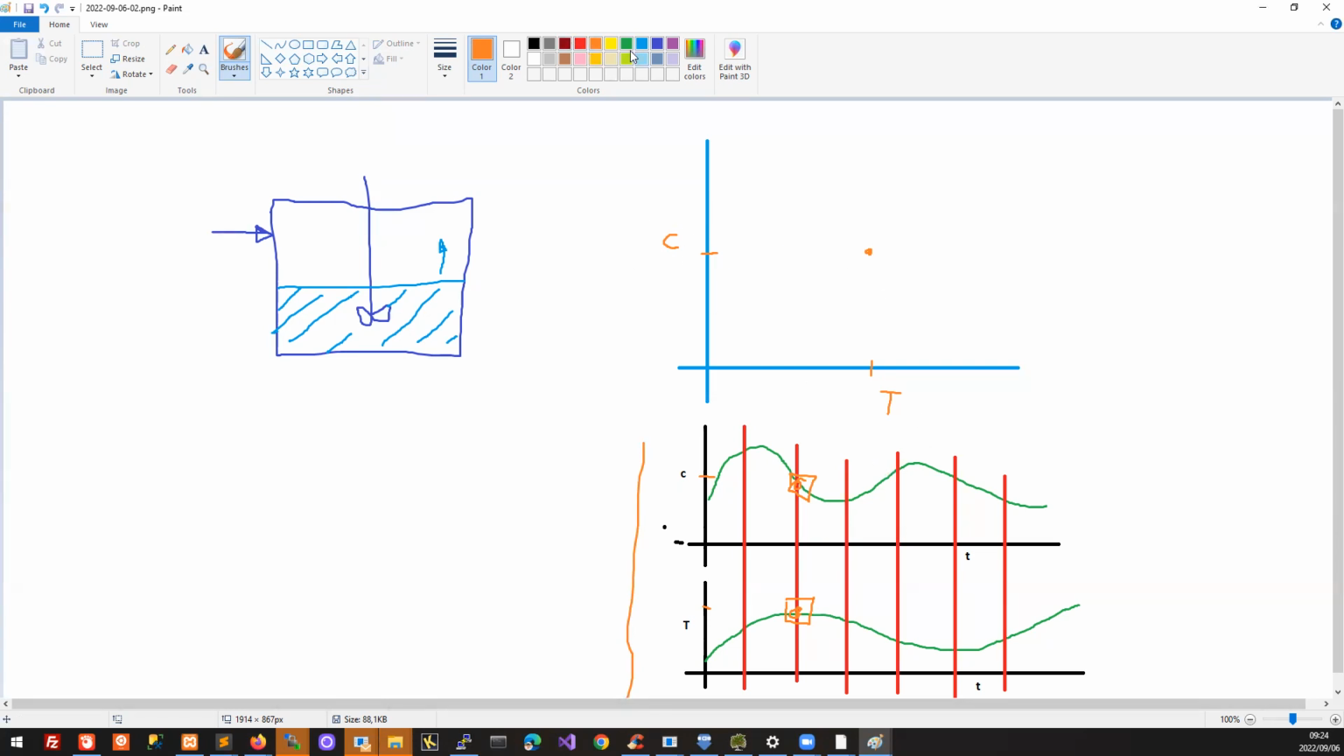And then we can repeat that exercise. We can pick another point at another instant in time, which has a concentration there and a temperature there, so that would be a point somewhere here, for instance. We can do that for all time, and so we get the locus of points that describes how the concentration and temperature have changed. That gives us a time-independent view of the relationship between these two.